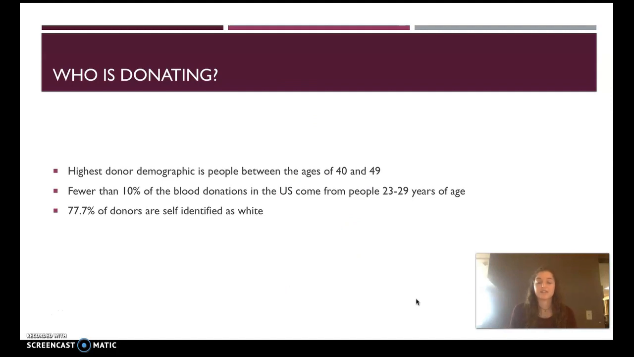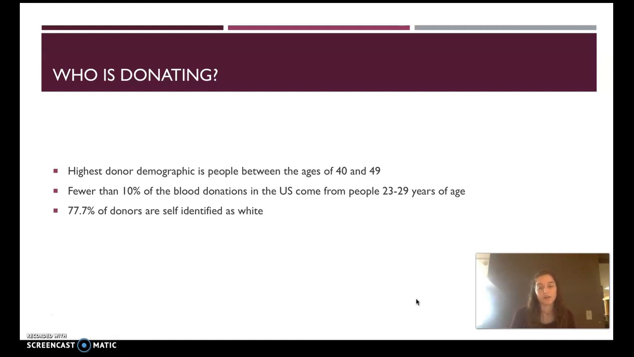Who is donating? So currently, the highest donor demographic is people between the ages of 40 and 49. And these people are healthy, which is amazing that they're donating, especially being lifelong donors. But the population that most of us are a part of, the healthy young people, 23 to 29, is not. It's declining, and currently fewer than 10% of the blood donations come from this demographic, which is hard to believe because this is arguably the healthiest demographic we have.